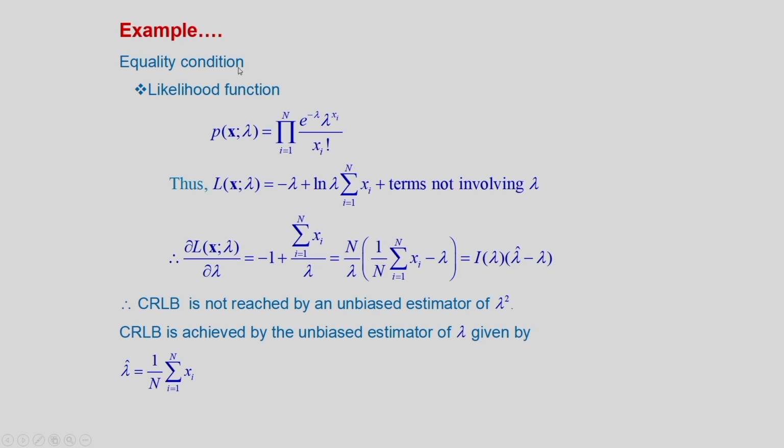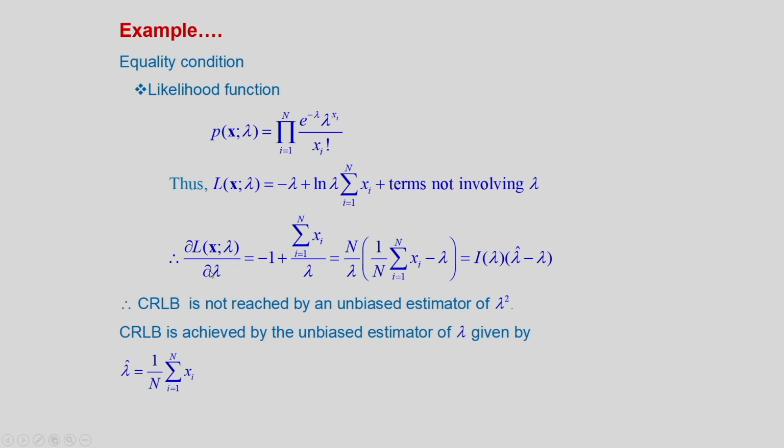Now, let us examine the equality condition. The likelihood function we are again rewriting: this will be p of x vector, lambda, as a function of lambda, is equal to the product of e to the power minus lambda, lambda to the power xi divided by factorial xi, i going from 1 to n. This is the joint PMF or likelihood function in terms of lambda. And taking logarithm, L of x, lambda will be equal to minus lambda plus log of lambda times summation xi, i going from 1 to n, plus terms not involving lambda.